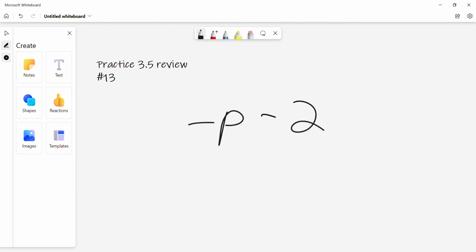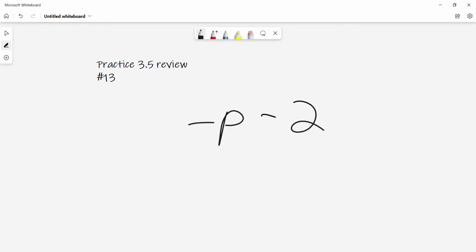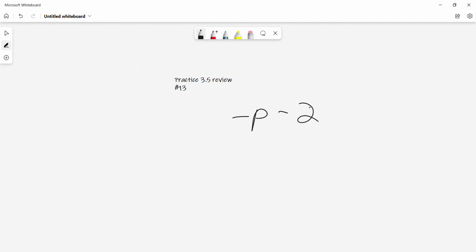This is an expression. You might be thinking negative p minus 2. However, remember, I like to think of each term as being a term in itself. It's negative p, negative 2. I have those two things inside there. So to factor this out, if you recall, factoring is a process. We're going to take a common factor between these two and put it on the outside.